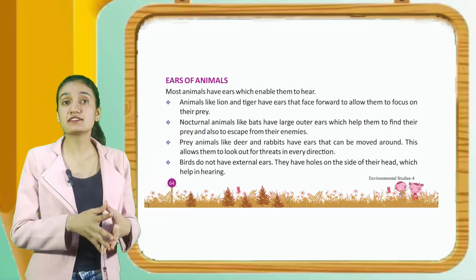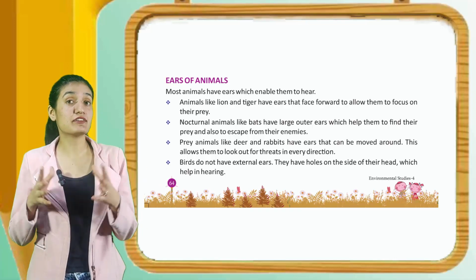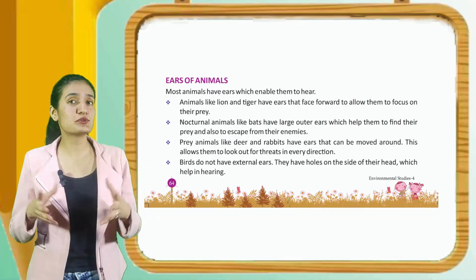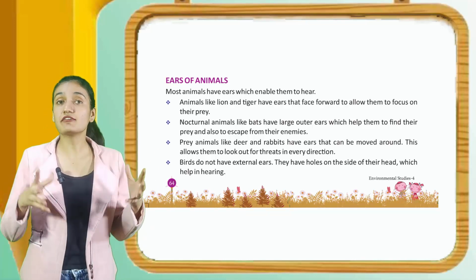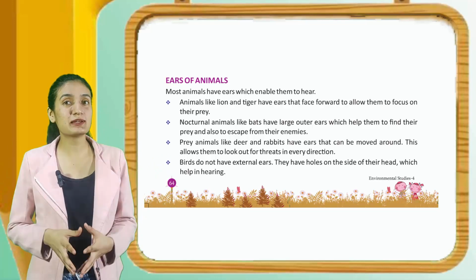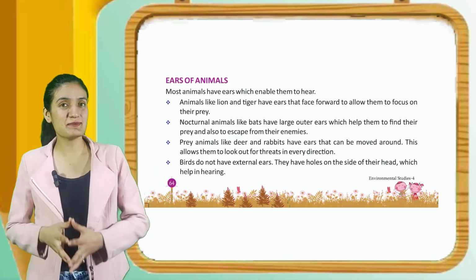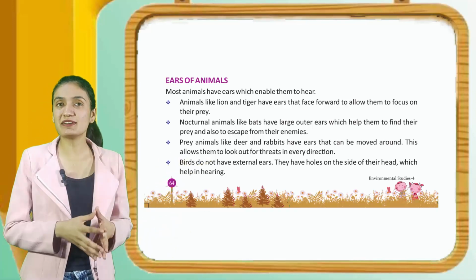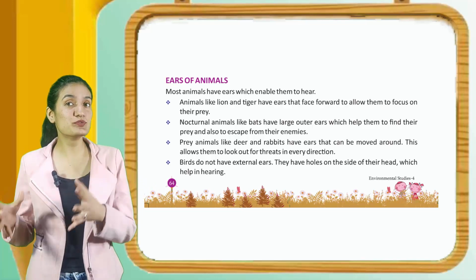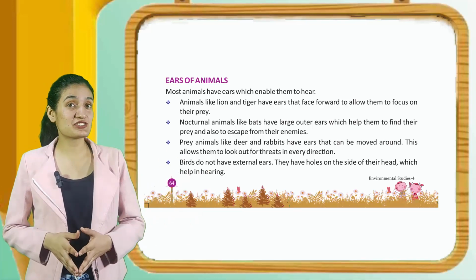Most animals have ears which enable them to hear. Animals like lion and tiger have ears that face forwards to allow them to focus on their prey. Nocturnal animals like bats have large outer ears which help them to find their prey and also to escape from their enemies. Prey animals like deer and rabbits have ears that can be moved around. This allows them to look out for threats in every direction.